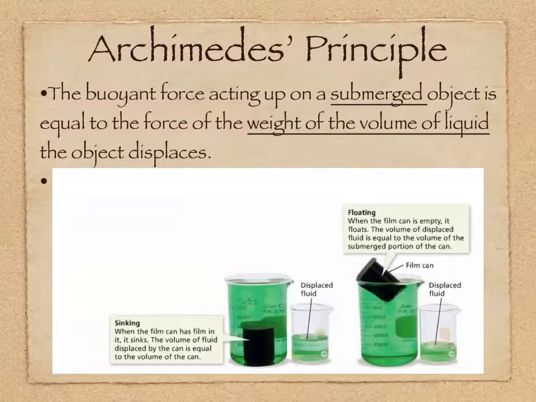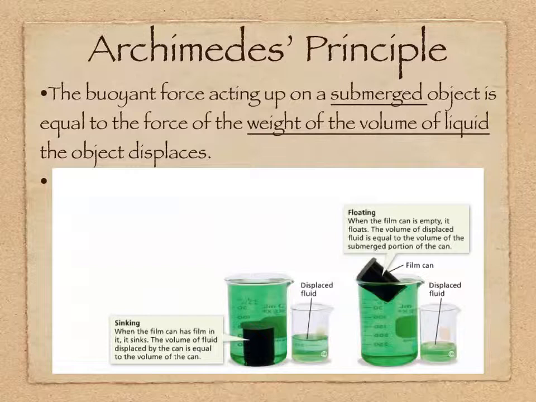Okay? So when the film canister is empty, it floats. The volume of the displaced fluid is equal to the volume of the submerged portion of the can. This is what you're going to be doing today in your lab experiment. When the film canister sinks, the volume of the fluid displaced by the can is equal to the volume of the can. And this is the exact same thing you're going to be working on in laboratory today.